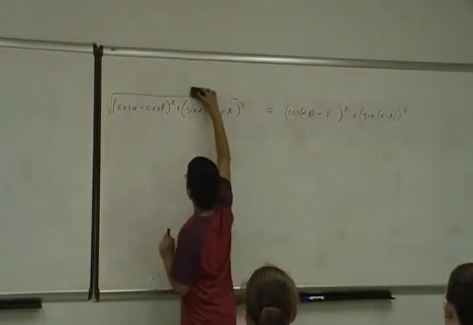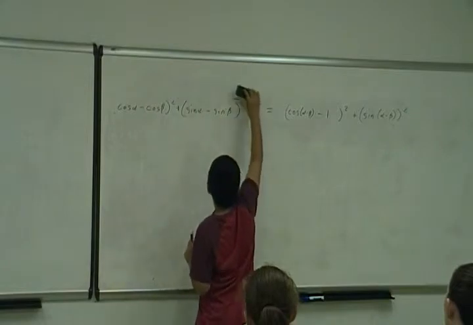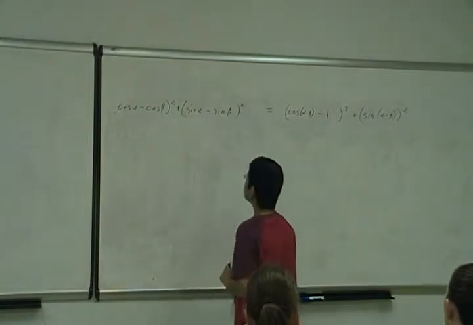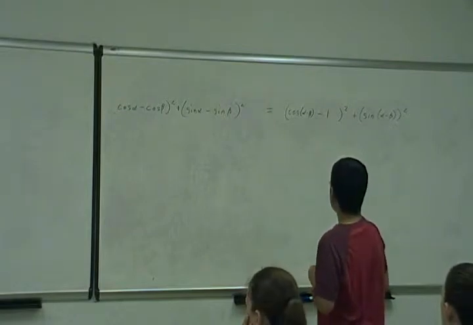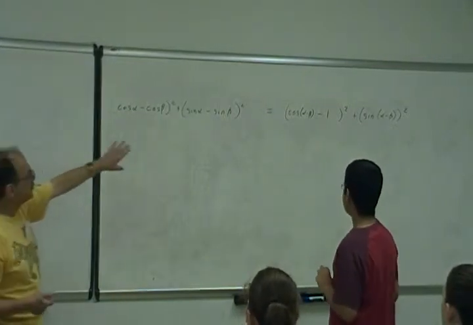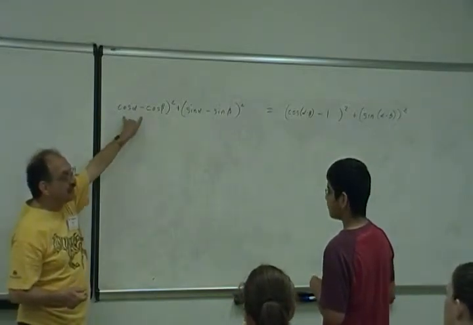You always have to be careful. When you square both sides, you got to get an absolute value. If anything is negative inside, you got to be careful about it. But all of this is positive stuff. Okay, you need to square this out.